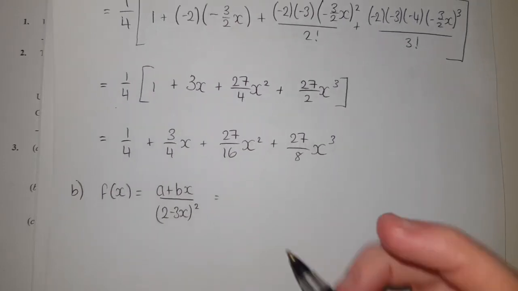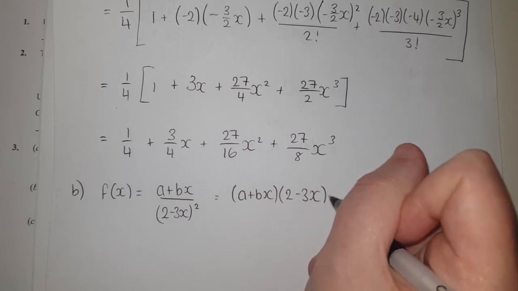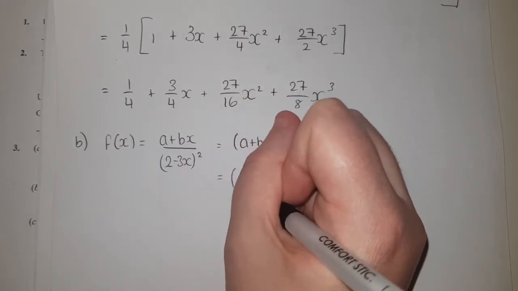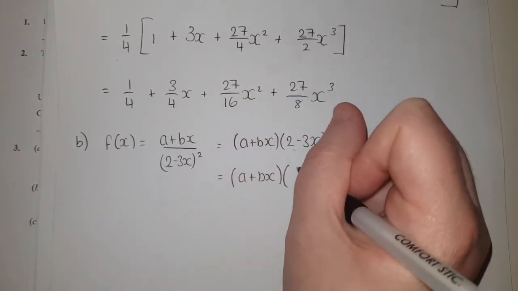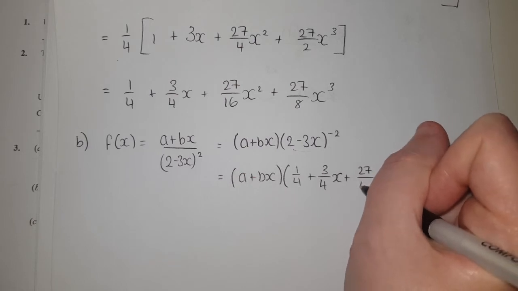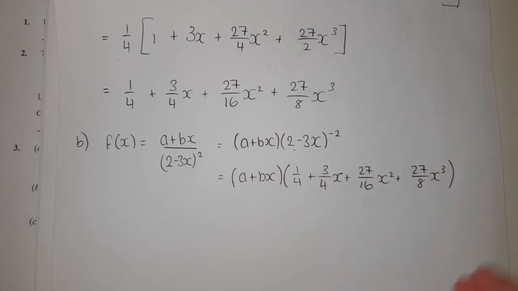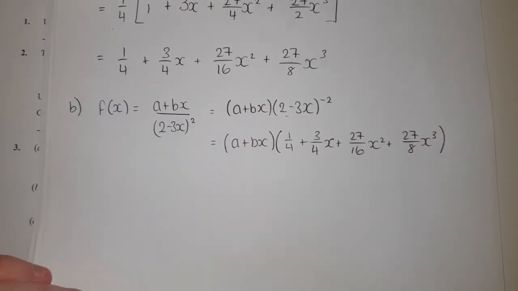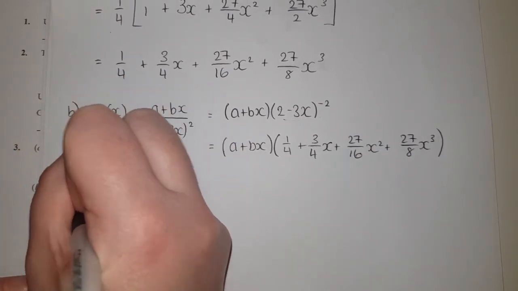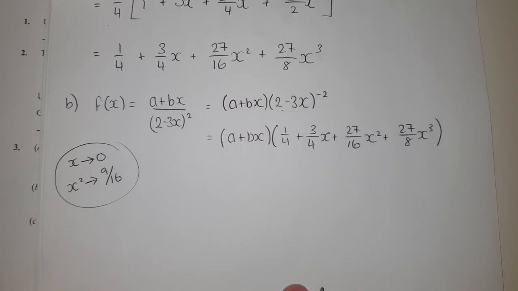Okay, which obviously we can rewrite as (a + bx) times (2 - 3x)^(-2), which is what we've already just expanded. So we're essentially working with the equation a plus bx multiplied by your answer that you've just worked out to part A. It tells you the coefficient of x is 0 and the coefficient of x squared is 9/16. So those are the two facts that we're given in the question.